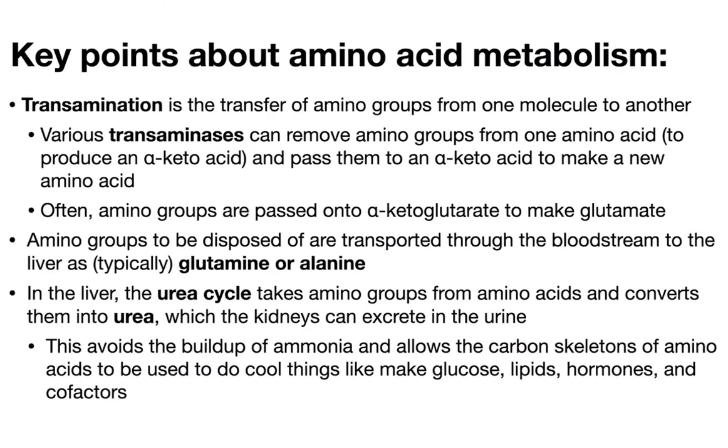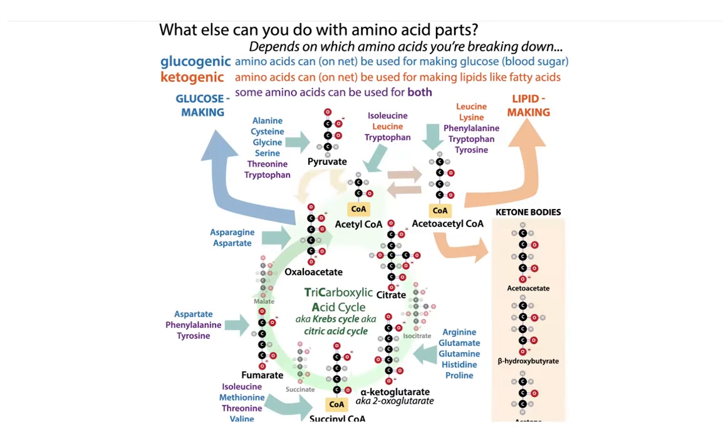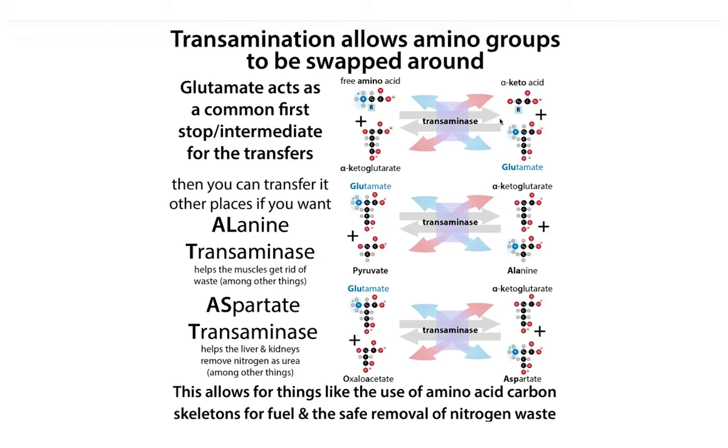We'll talk about how there's a lot of cool things you can do with amino acids, including making glucose and making lipids, depending on the properties of the carbon skeleton that you're left with. However, we need to dispose of those amino groups safely if we want to avoid the buildup of ammonia. If we were to just cut off the amino group as is, this NH3 or NH4 plus, if it were to protonate, that would be ammonia.